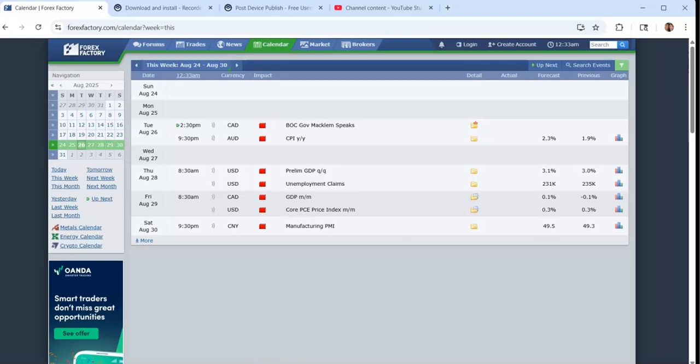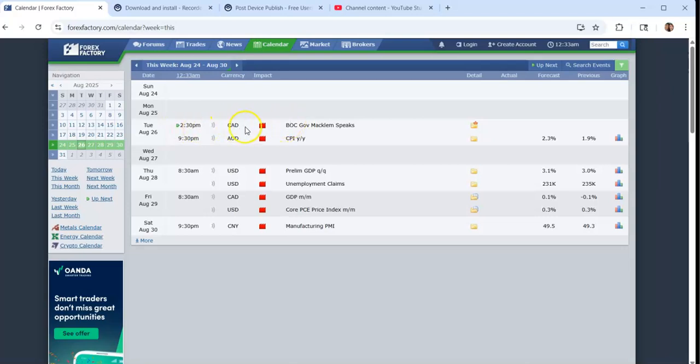Gonna do a quick tutorial on how I use Vinnie's cheat code. Pretty awesome trading system that Vinnie created. I always start off with Forex Factory because we need to understand the fundamentals of what's happening in the news. So we need to find out if there's economic data happening. So this week is the week of August 24.